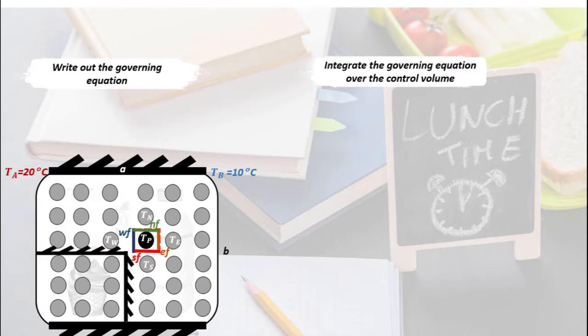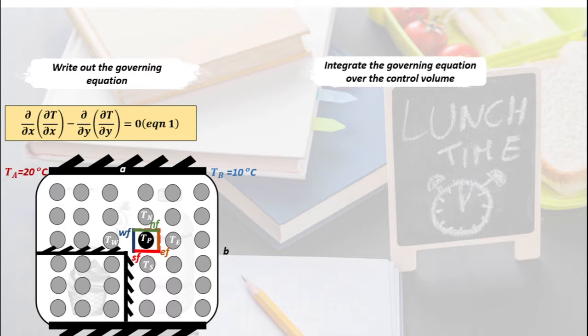So let's first take a look at the governing equation. In this case, we're going to use our heat diffusion equation in two dimensions without heat generation. Also, it is going to be steady state as well. So we're going to integrate this equation once.